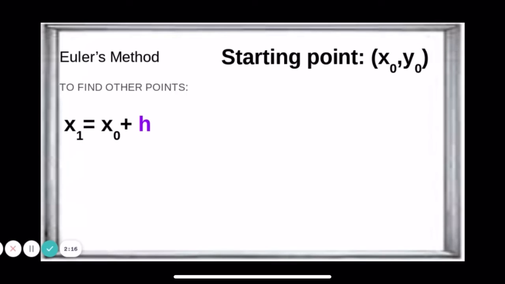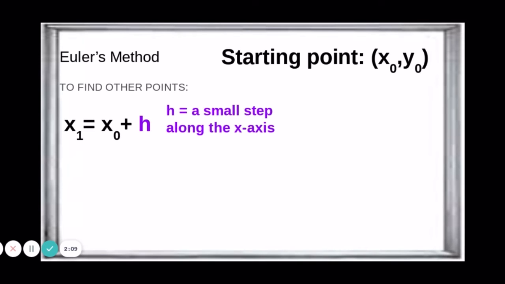So to find x1, that is the easy part. So x1 equals x0 plus h, where h is a small step along the x-axis. So h is your small change in x that you're taking along the tangent line to find your new point. So x1 is just x0 plus your change in x. So your starting x plus your change in x.